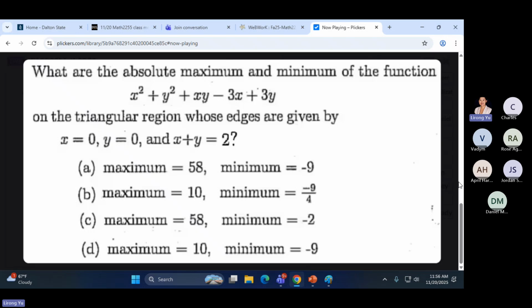Because of the triangular region, we have to identify the max and min value of this function inside the triangle, and also the max and min of this function on the edges of this region. When you are considering these edges, the edges are equations of a line. And obviously, we're not considering this function's max and min on the entire line. It has to be on part of the line.